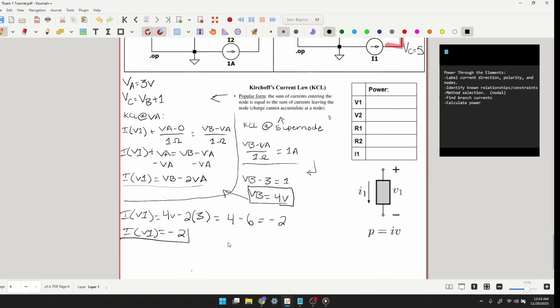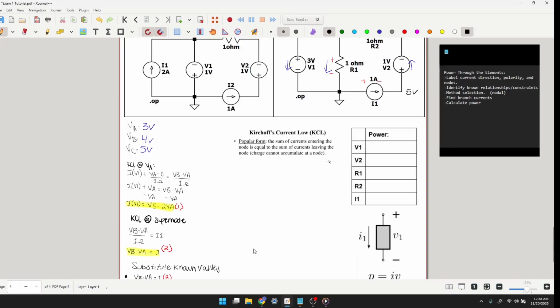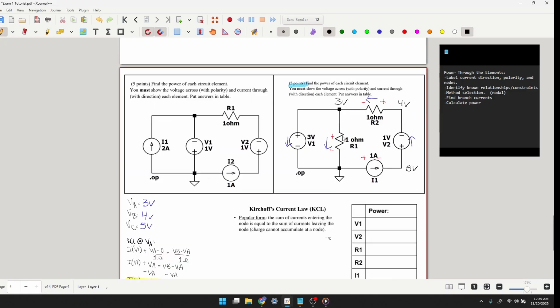Now let's clean this up a little bit. Alright, so with all this cleaned up, we see that we have all the node voltages and we have one current through IV1. So if our end goal is to find the power through each of the circuit elements, we're going to want to find the rest of the branch currents.